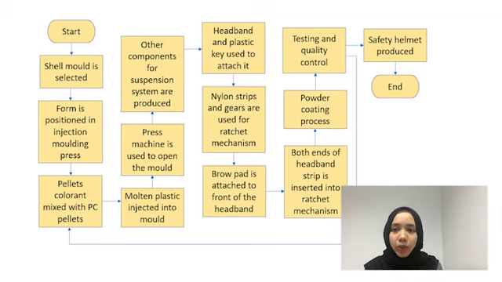After that, the powder coating process occurs to make a better surface finish of the product. Then testing and quality control are done to check whether the safety helmet fulfills the requirement or not. If not, the safety helmet will be remelted and formed into a new safety helmet. The process is complete when the safety helmet is produced.